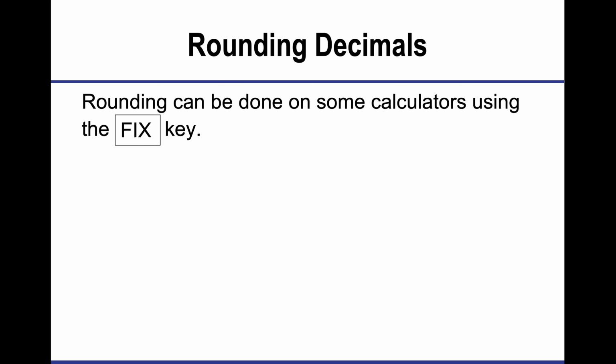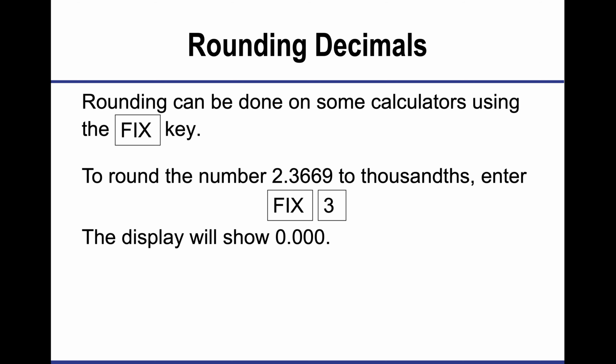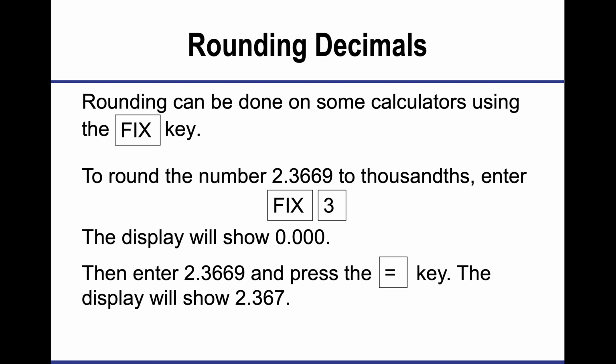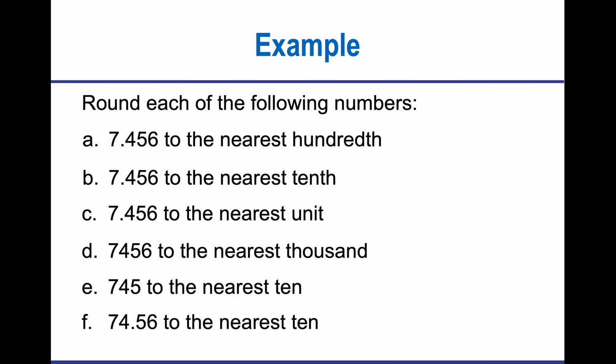Rounding can be done on some calculators using the fixed key. This is for your advanced students. You definitely don't want to show your beginner students how to do this, but you can have it round to certain decimal places. So if I enter the decimal 2.3669, I can tell it fix 3, and the display will show me the value to the third decimal place. When I hit equal, it will actually give me the rounded value. So at first you kind of have this like, uh-oh, did I do it wrong? Because it shows up with zeros. But then you hit equal and you'll be able to see what it actually is.